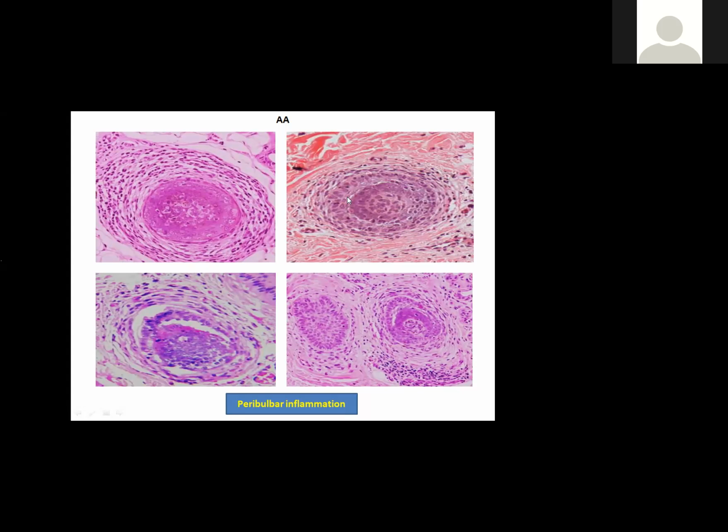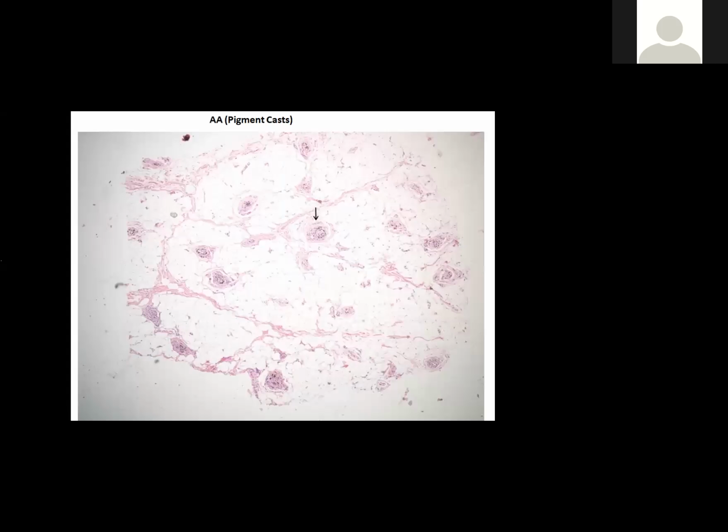But we have to recognize that this feature of alopecia areata is only present in 40% of the cases. In 60% of the cases, peribulbar inflammation is not seen, especially if a biopsy has been taken slightly late in the onset of this condition. So, in the absence of this feature, it may be very difficult to differentiate between alopecia areata and androgenetic alopecia. So, what are the other clues?